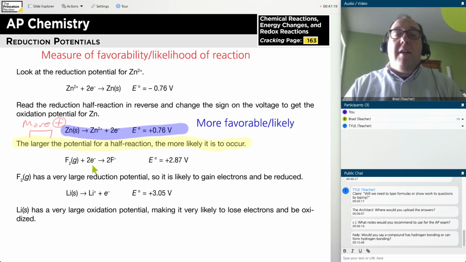Not too surprisingly, the reduction potential here is a positive number. Positive means favorable. The values of these numbers rarely exceed 3.